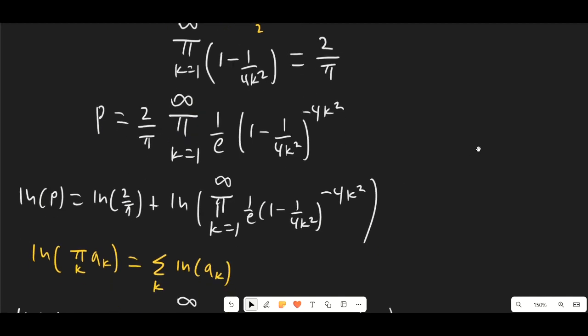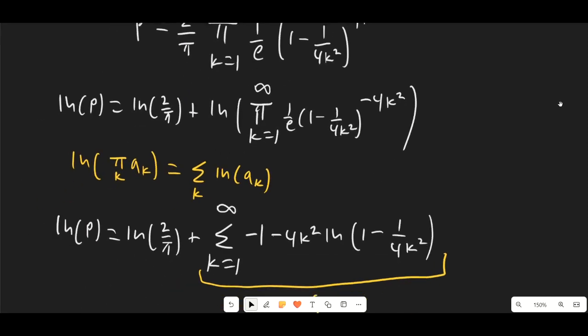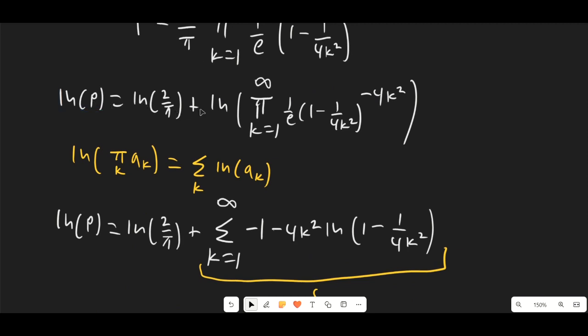And now a nice trick when dealing with infinite products is to take the natural log of both sides. The reason we want to do this is because we want to get rid of this nasty power right here. It'll turn our infinite product into an infinite summation. So what that's going to look like is ln P equals ln 2 over pi plus the natural log of the infinite product. And now we use this fun little rule which says that the natural log of a product of some factors a_k is the same as the sum of the natural log of the factors, which of course just follows from ln ab equals ln a plus ln b.